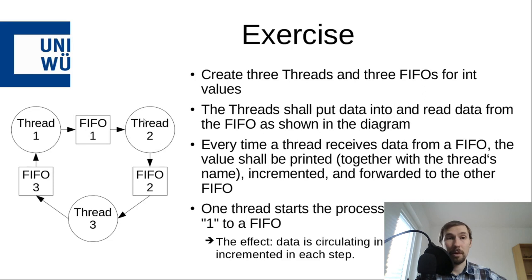So as you can see, the data will circle around and it will be incremented 1 by 1 in each step. So in order to kick off this circle forwarding, one of the threads shall start the process by putting the value 1 to a FIFO. For example, the thread 1 shall put at the beginning, at the start of the program, a 1 to this, and then this value will circle around.